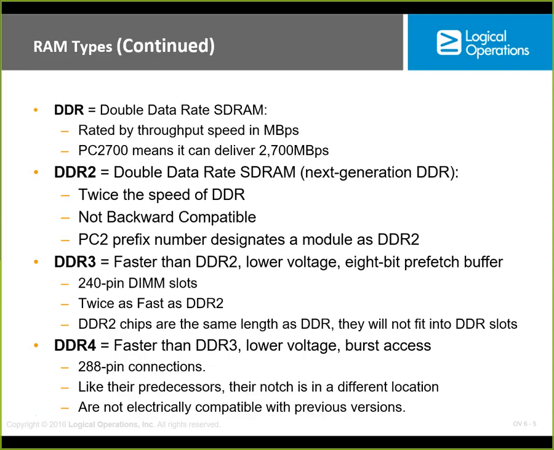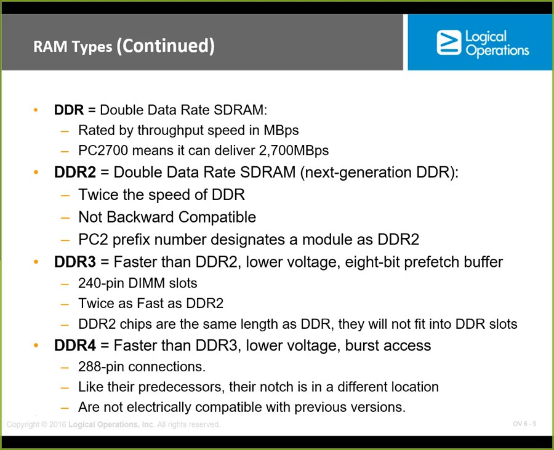What we're using today, and this is the RAM types continued, this is what is in the newer machines, is DDR, double data rate SDRAM, rated by throughput in megabytes per second. For instance, PC2700 means that it can deliver 2700 megabytes per second. DDR2, and we're just going to go basically through these things and increase the speed. DDR, DDR2, DDR3, DDR4 is where we are now.